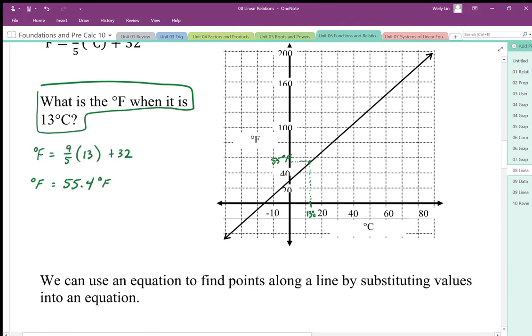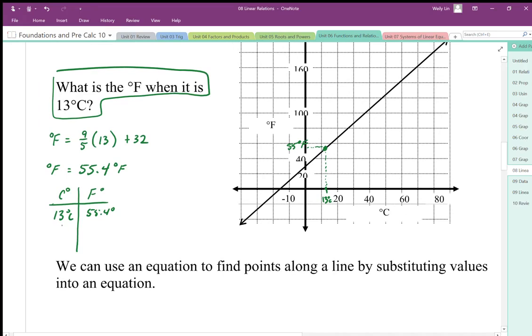So we can find any points along this line. We found that one by plugging into an equation. And in fact, by plugging into the equation, I've created an ordered pair. Okay, and in fact, I can find some other ordered pairs. So I'm curious, I want to know what 0 degrees Celsius is in Fahrenheit. Well, if I plug it into my equation, it's 32 degrees. Okay, so at 0, my ordered pair is 0, 32, so that's where it shows up on the graph.